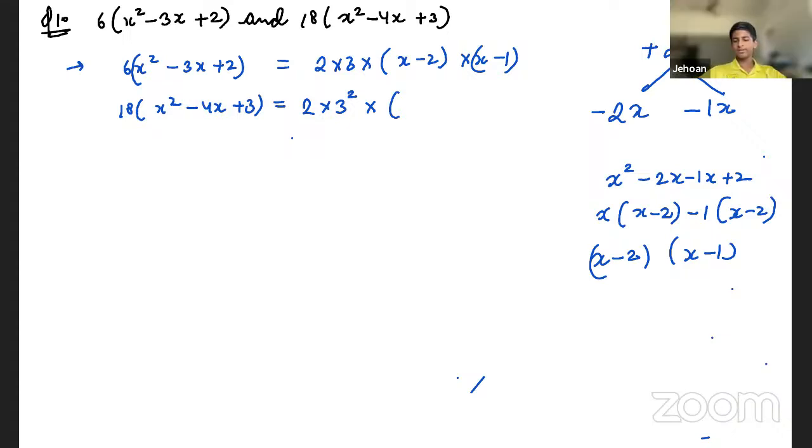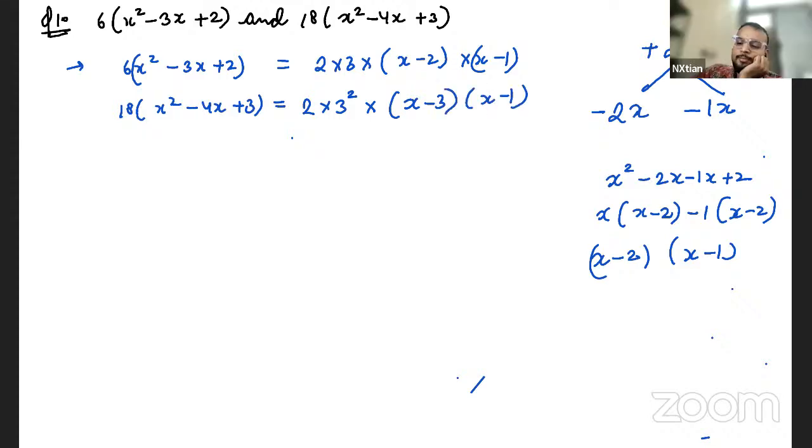2 times 3 times 3 times x minus 3 times x minus 1. Okay. Now, what is the common between them? 2 is common, 3 is common, and x minus 1 is common.